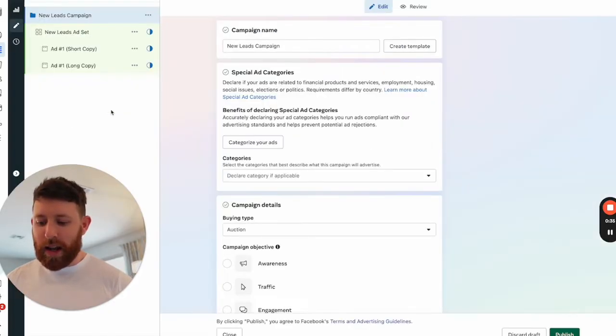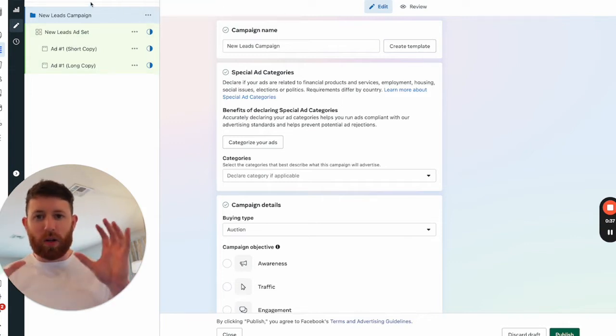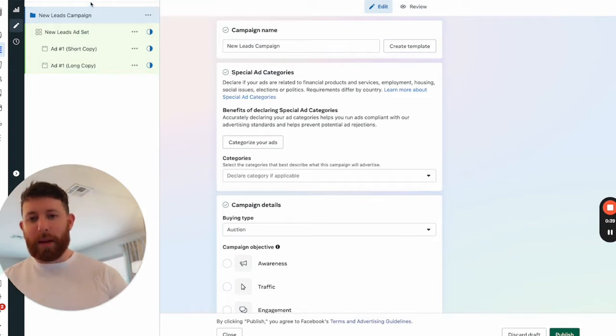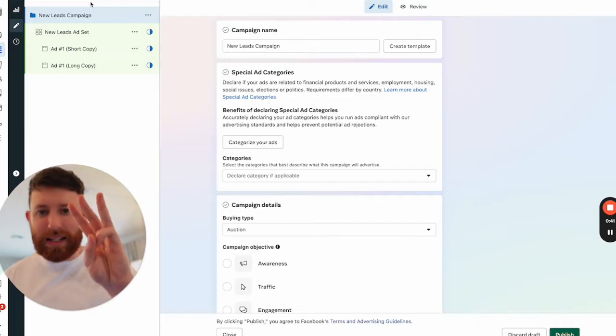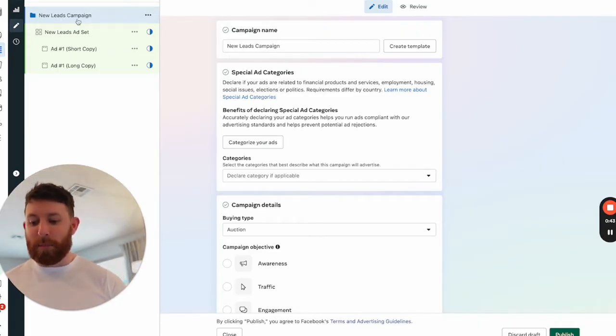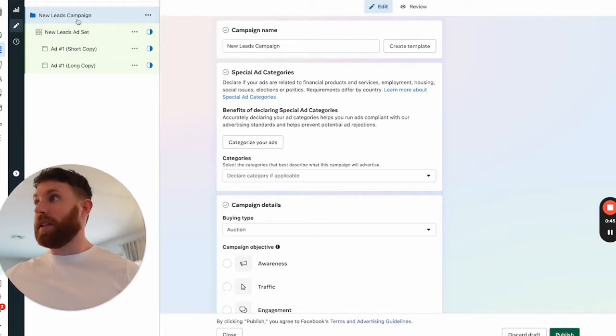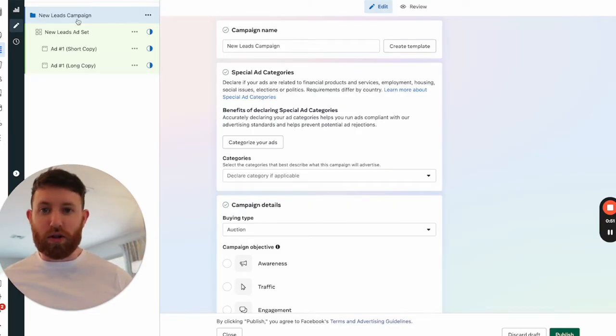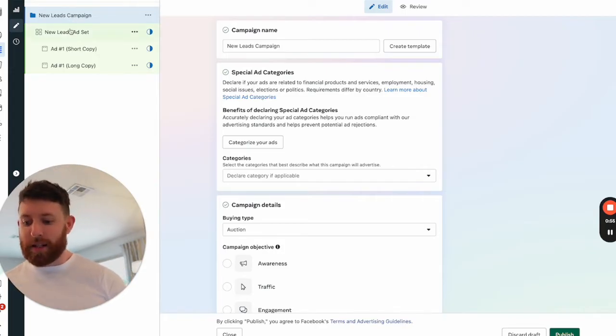When we hit edit to open up the campaign, just as a quick reminder to everybody, the campaign is set up in 3 steps. The very first thing is your campaign. That's the what. What are you doing? Is it a lead campaign? Are you looking for sales? Are you looking for awareness? Are you looking for engagements? Are you looking for messages through Messenger? What it is that you're looking for is essentially what the campaign is, okay?